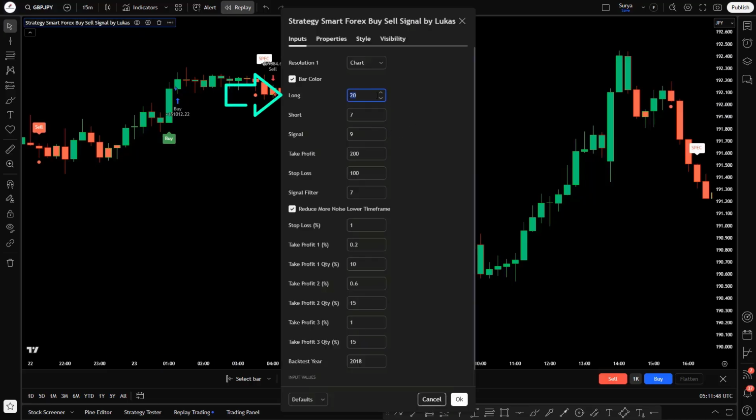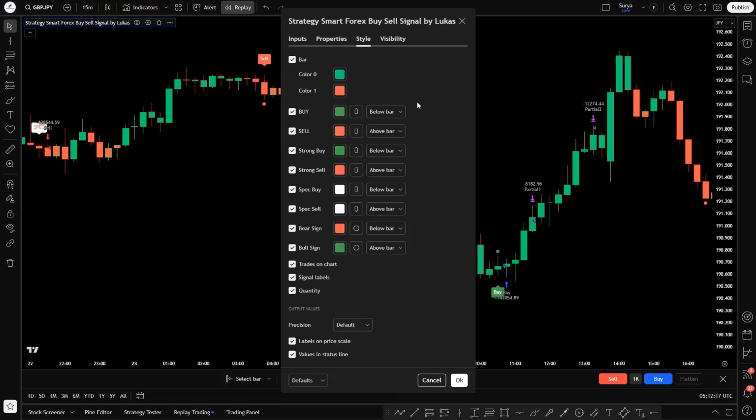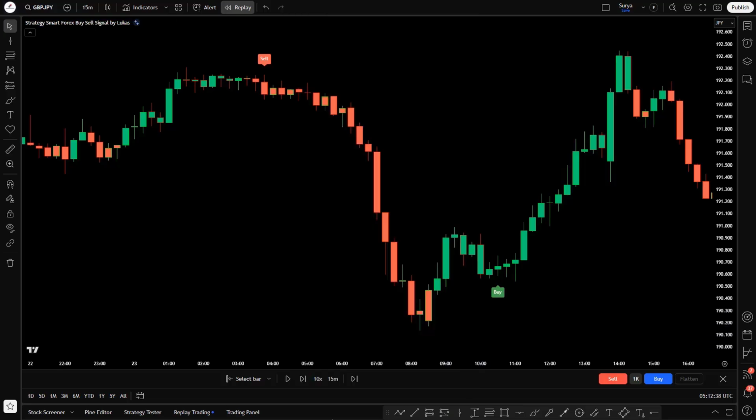In long, replace 20 with 24. In short, replace 7 with 20. In signal, replace 9 with 13. Tap on Style. Here some settings have to be hidden. Click on OK. Now let us add another indicator to the chart, so that this strategy is more profitable.